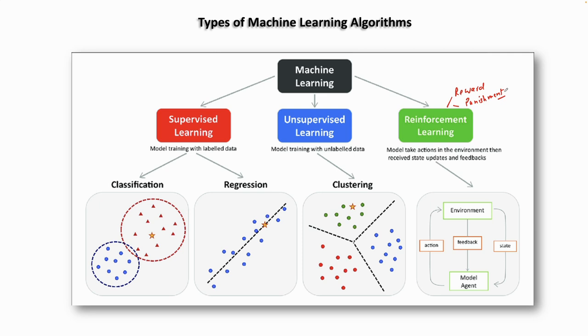So with this quick video, I just wanted to showcase that there are mainly three types of machine learning algorithms we'll be learning: supervised, unsupervised, and reinforcement. With supervised, we have classification and regression; with unsupervised, mainly clustering; and then we have reinforcement learning. So in the next video, we'll talk about supervised learning.